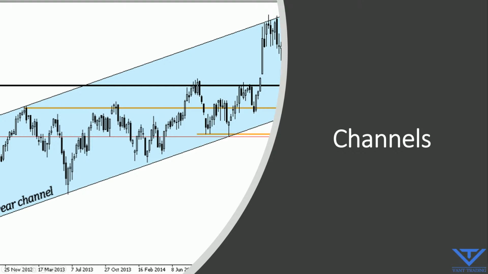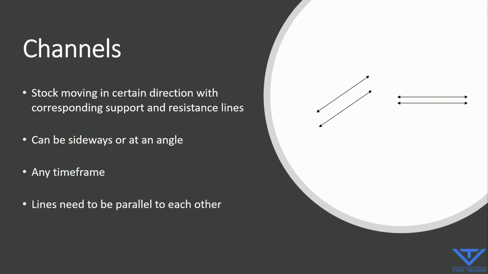And these channels are exactly as you would think they are based on the charts that we've been seeing and based on trend lines. It is simply the stock moving in a certain direction with the corresponding support and resistance lines. It could be sideways. It could be at an angle. This is literally what your trend lines would look like.